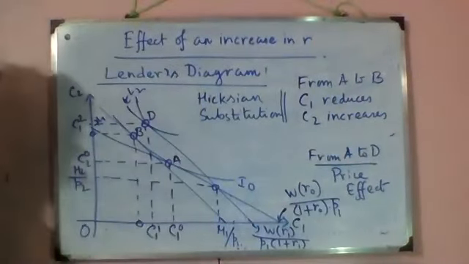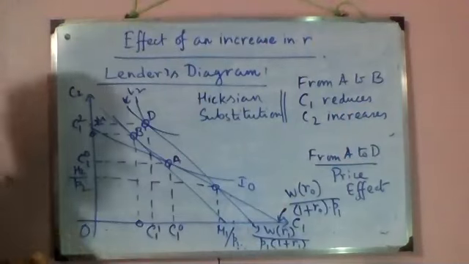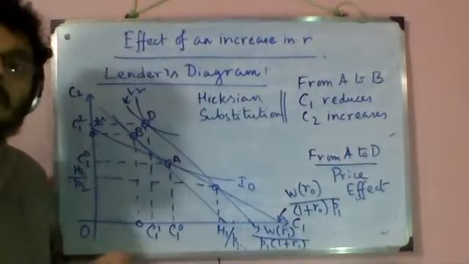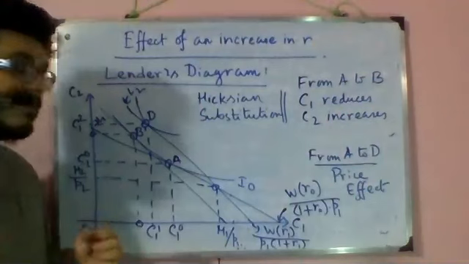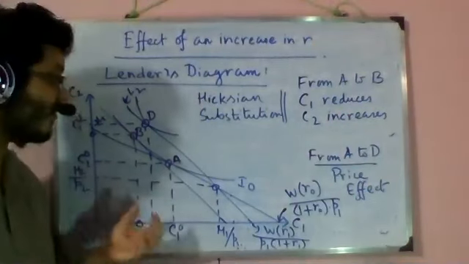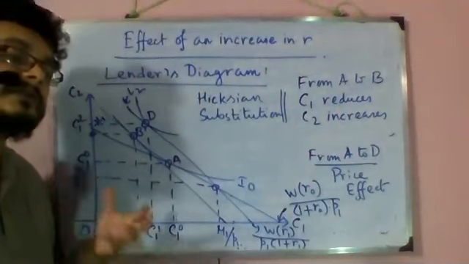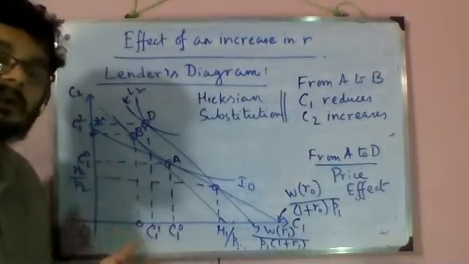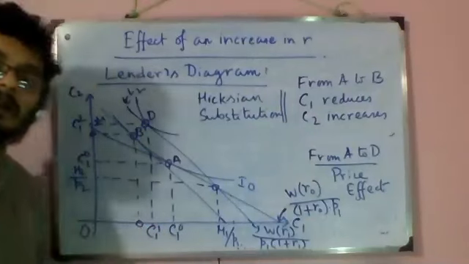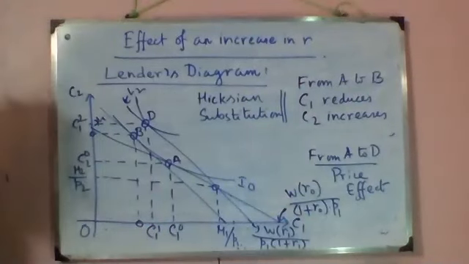Now that is very simple, in the sense that R has increased. So that means my opportunity cost of consuming more in the first period has increased, right? The more I consume in the first period, I'm going to lose my interest earning, my interest income. So because of that, I have reduced C1 and increased C2.